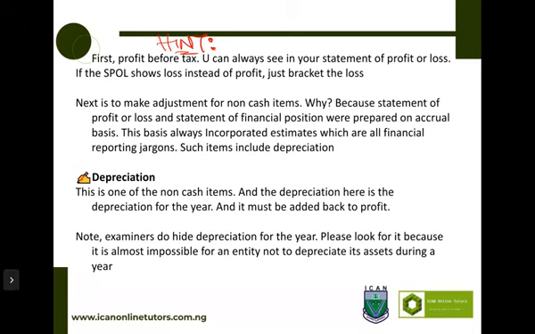Why? Because statement of profit or loss and statement of SFP are prepared on an accrual basis. So this basis always incorporates estimates, which are all financial reporting jargons. And such items are what? Depreciation. Note that the examiner does hide depreciation for the year. Please look for it because it is almost impossible for an entity not to depreciate its assets during a year.